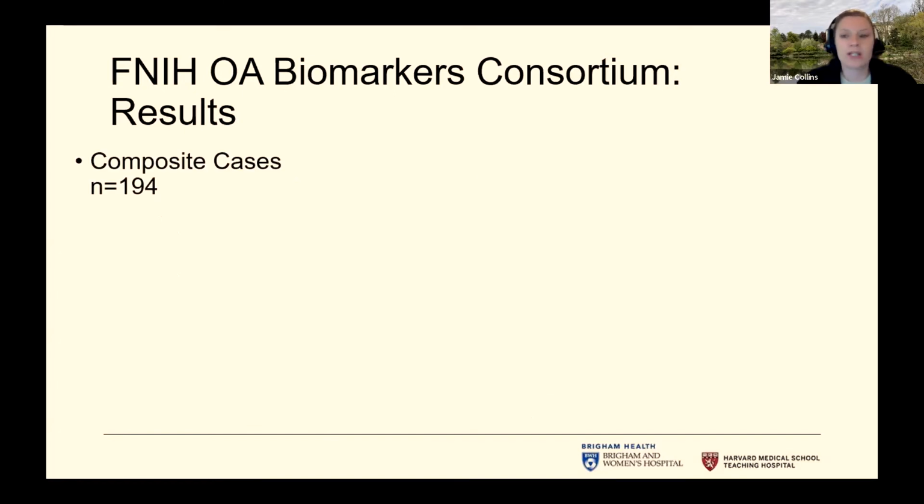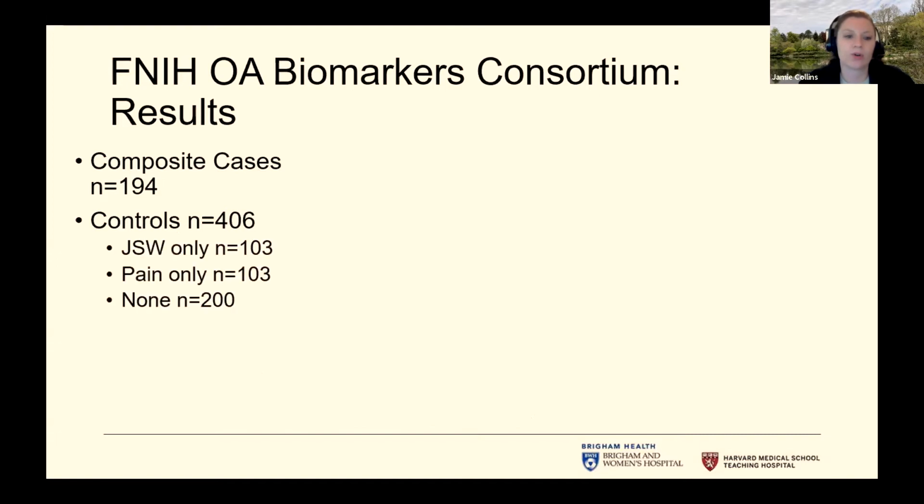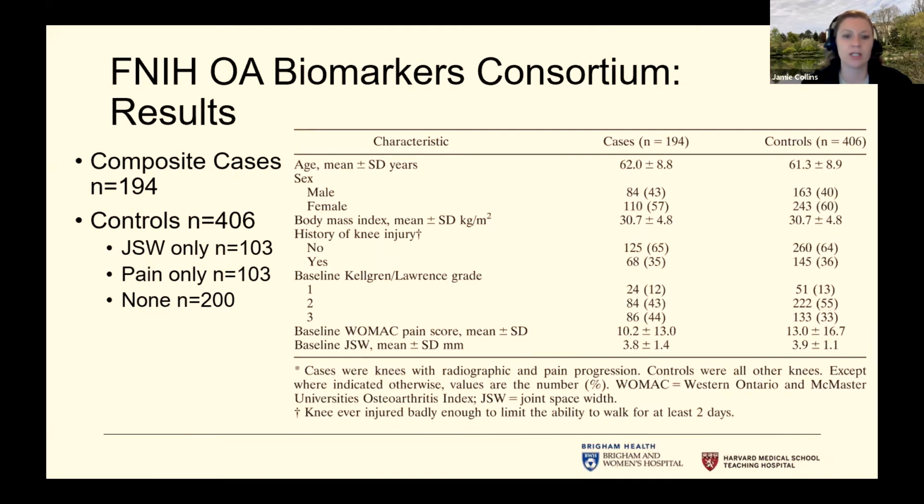So there were 194 composite joint space width and pain progressors and 406 controls. Among those controls, 103 had joint space width progression, 103 had pain progression, and 200 had no progression. The cases and controls were well balanced on most baseline characteristics. So the average age was around 62, about 60% female, with an average BMI close to 31. About a third of subjects reported a history of knee injury.